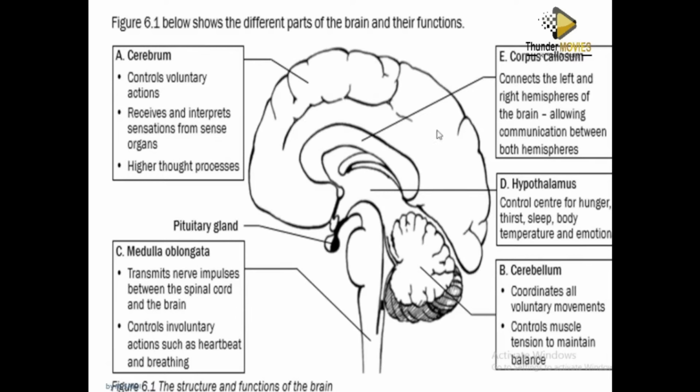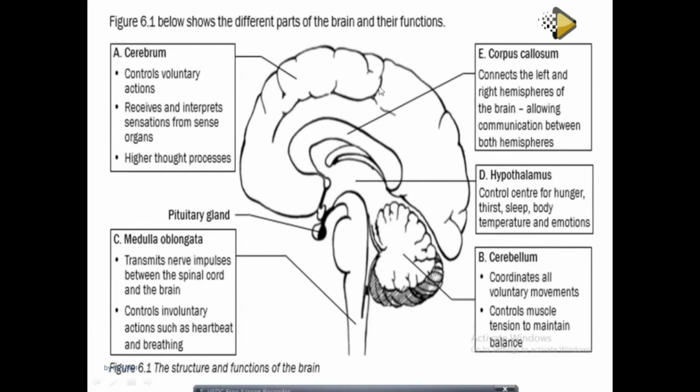Cerebrum is the biggest part of the brain, whereby this cerebrum controls all voluntary actions. When you talk about voluntary actions, these are actions you do on your own will. For example, sitting, standing, raising the hand is an example of voluntary action. Then number two is receives and interprets sensation from the organs. When you talk about sensation, we are talking about the senses, like to see. Sight is a sense, smell is a sense, touch is a sense. All those senses are being controlled by the cerebrum.